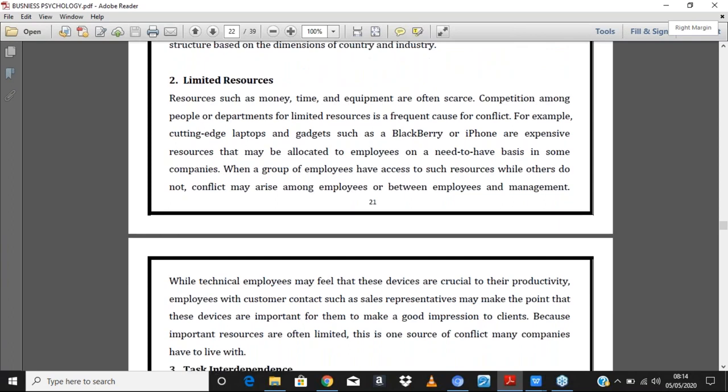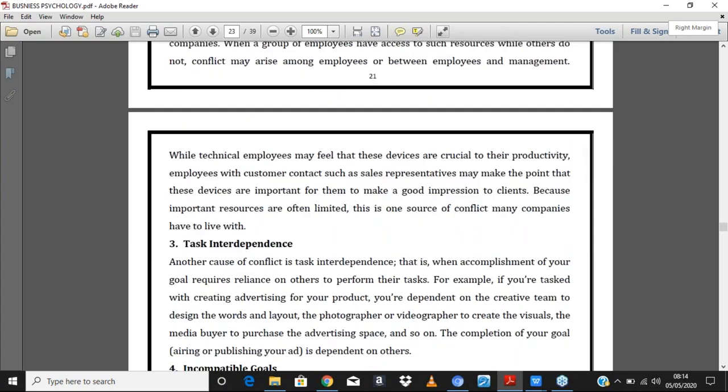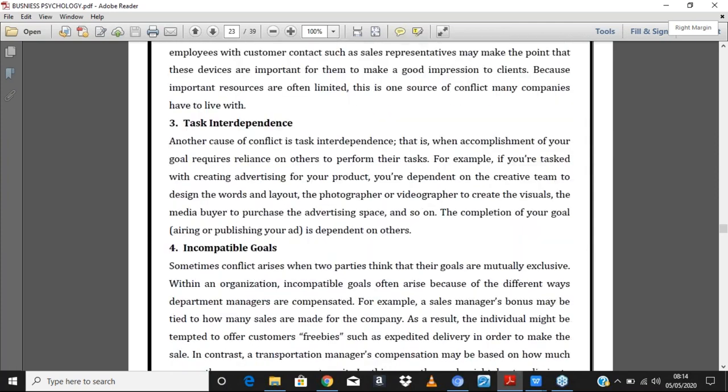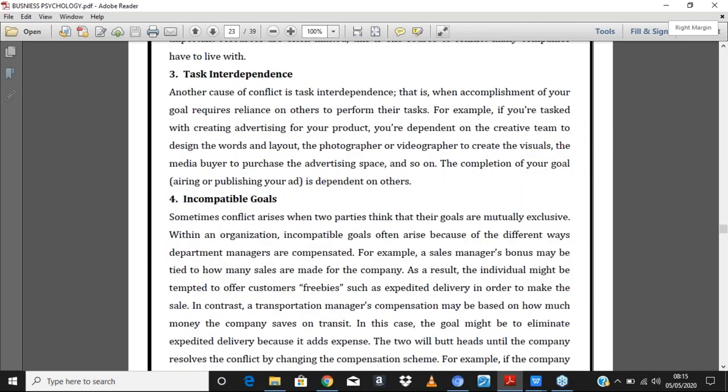When a group of employees have access to such resources while others do not, conflict may arise among or between such employees and management. The next reason is what is called task interdependence, because no department, no individual can work alone or in isolation. There has to be teamwork. Okay, and so because of that task interdependence, you will see those challenges.